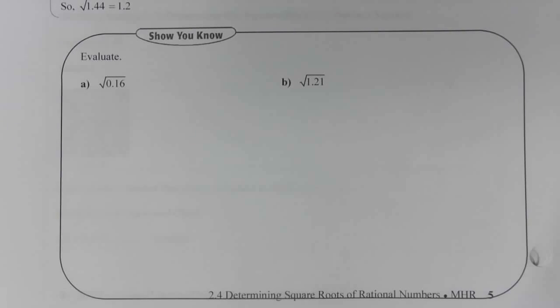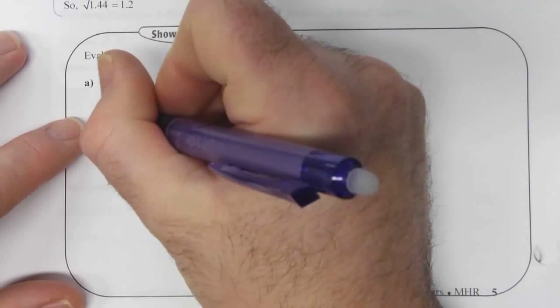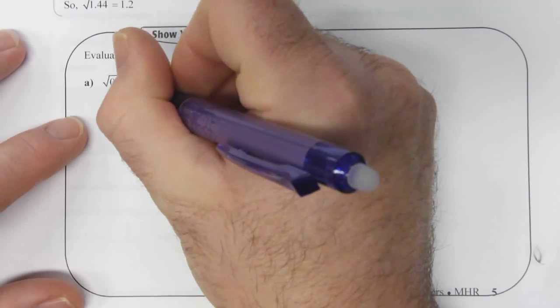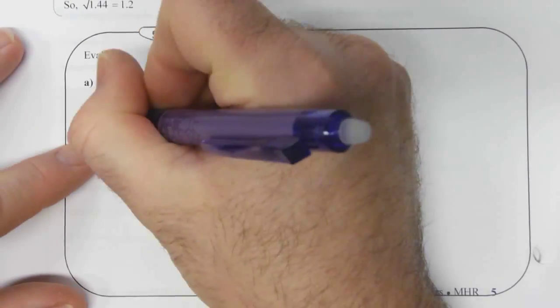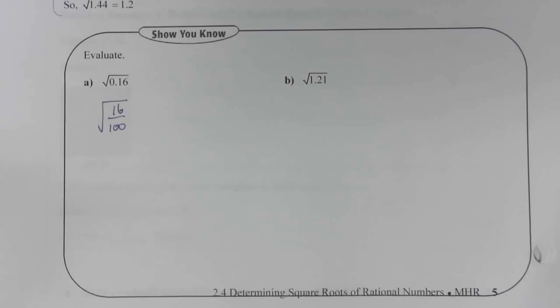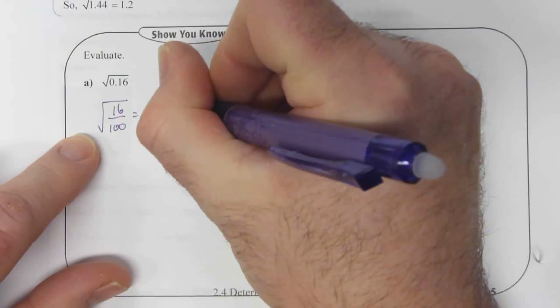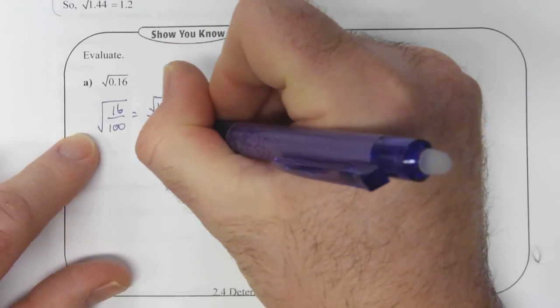So, part A, we're going to evaluate the square root of 0.16. Well, I recognize that 16 is a perfect square, so I'm hoping that there is a perfect square for this. I'm going to convert my 0.16 into a fraction, which is 16 over 100. And then I'm going to need to take the square root of that. Well, that's the same as saying the square root of 16 divided by the square root of 100.